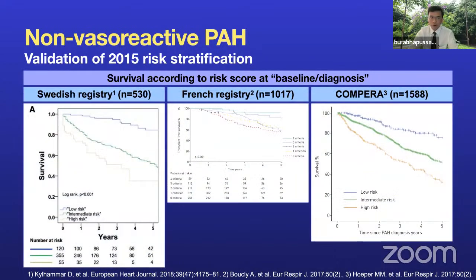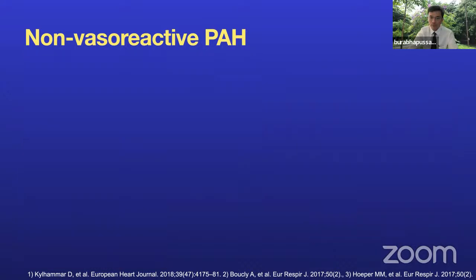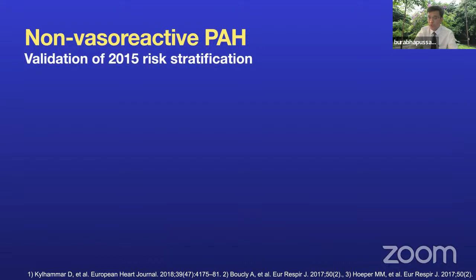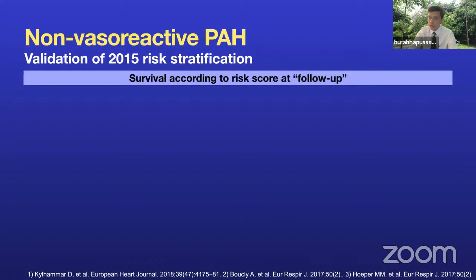If we look at the data from the Swedish registry, the French registry, and the COMPERA registry, which have a large number of patients, the answer is yes. We can see that if the patient initially came at a low risk, the patient has better survival. In the opposite way, if the patient starts at a higher risk, the patient's survival is worse. So the risk stratification is good for the first risk prognostication, but we want to prove it for the follow-up prognostication too.